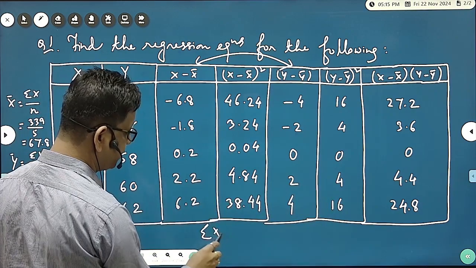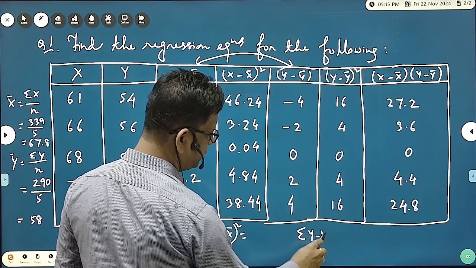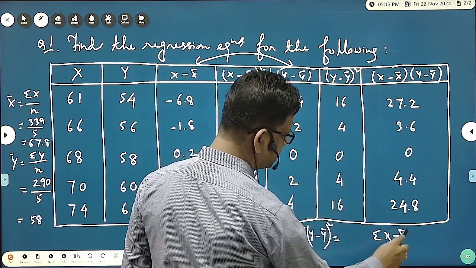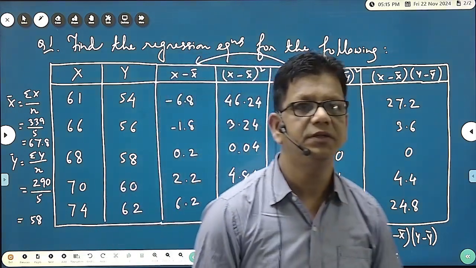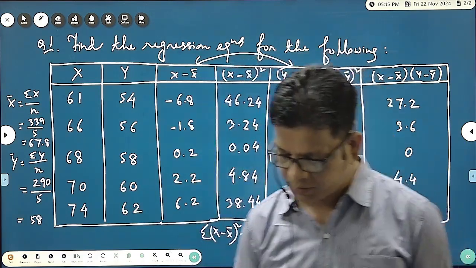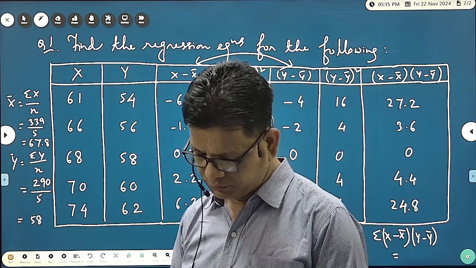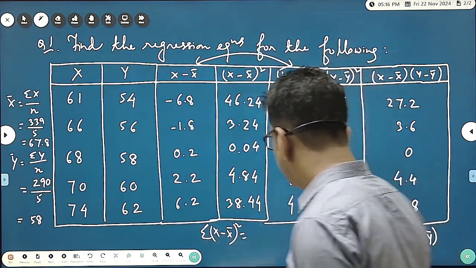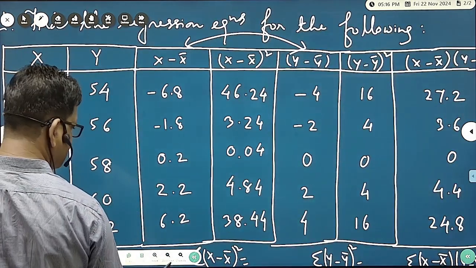So this is x minus x bar whole square. Right now you add it, all of you. You also add summation of y minus y bar whole square. You also add this last column, summation of x minus x bar multiplied by y minus y bar. Add all these columns. Okay, just add it till I write the equation here. Let me know what the numbers are.